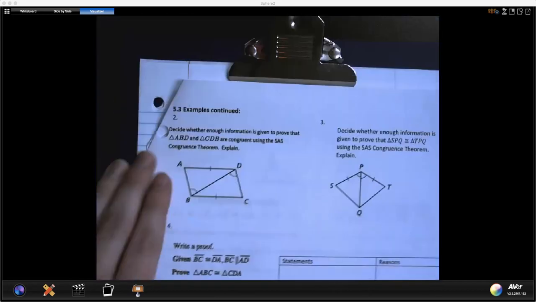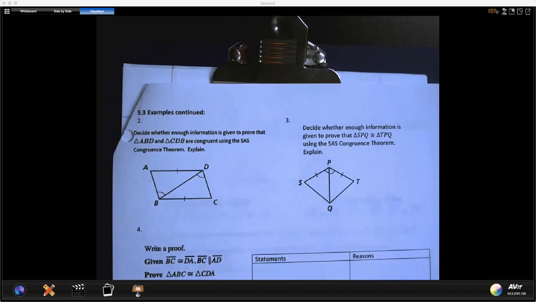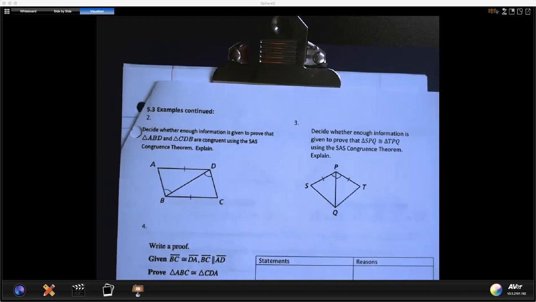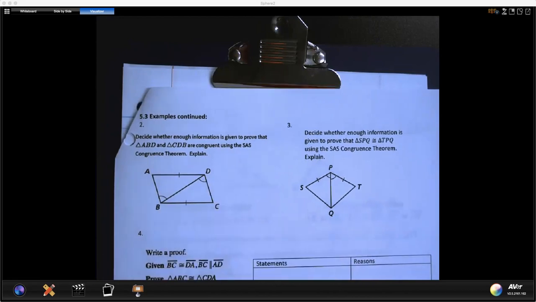All right, let's look on the back side here. Okay, so 5.3 continued. This question is a little bit more involved. This one says, decide whether enough information is given to prove that triangle ABD is congruent to CDB using the SAS congruence theorem.